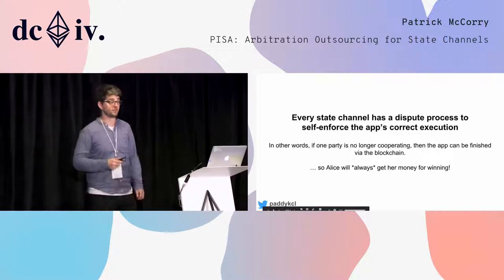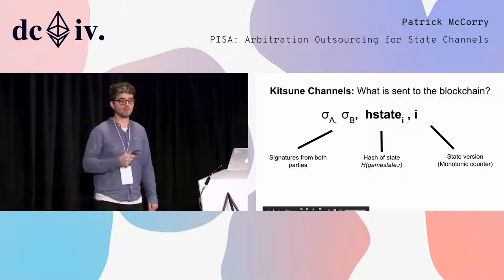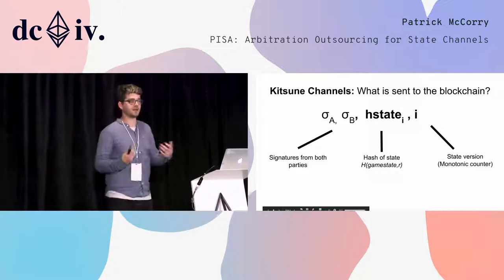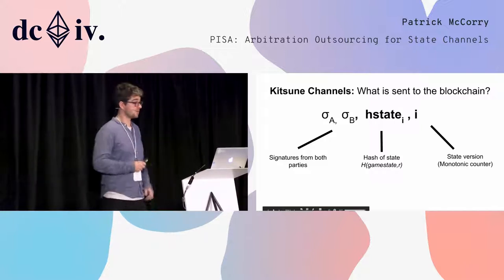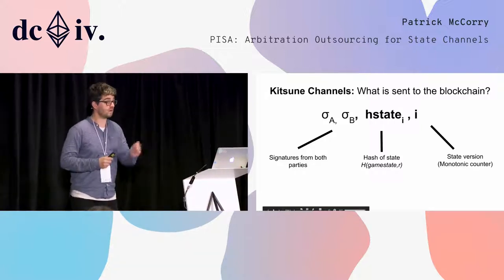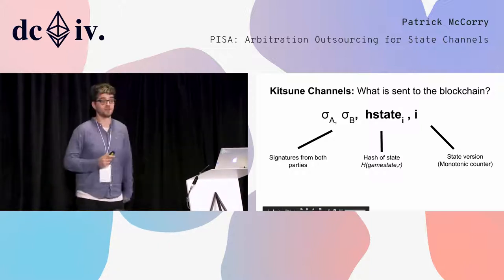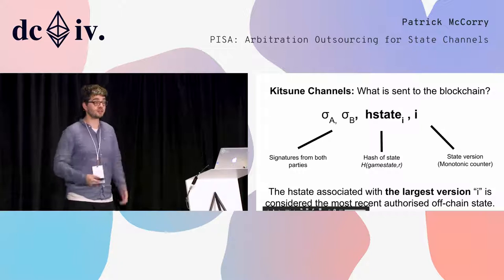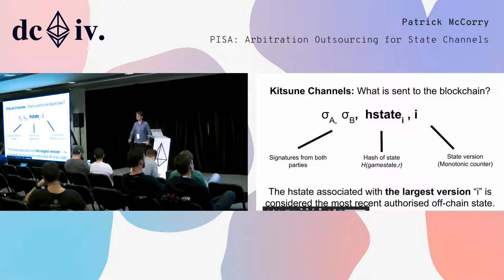I'm just going to go over it briefly as well. What we have is something called Kitsune channels, and this came out recently. Some people have already adopted it, which is awesome, because it really helps with PISA. But it's really straightforward. We have a dedicated contract just for the state channel, and just for the dispute process. All this single channel cares about is signatures from every party, the hash of the state, so not the actual bytes of the state itself, just a commitment to it, and a state version. During the dispute process, whatever state has the largest counter will be considered the most recent and final off-chain agreed state.